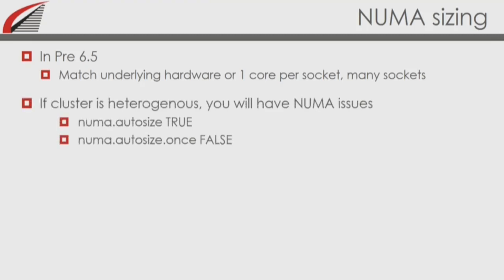So also, if your cluster is heterogeneous, you will have NUMA issues. Meaning if you happen to have 8 core processors, 10 core processors, 12 core processors all inside the same ESXi cluster or VMware cluster, you're going to have some interesting issues as you vMotion VMs around. So if you do, make sure you have these 2 settings on: numa.autosize equals true and numa.autosize.once equals false.